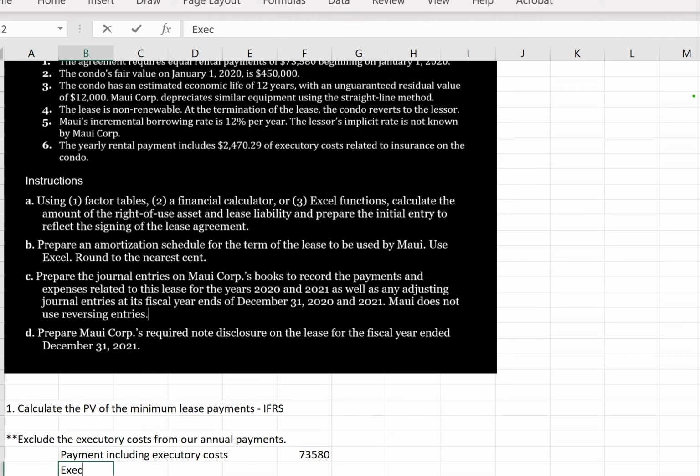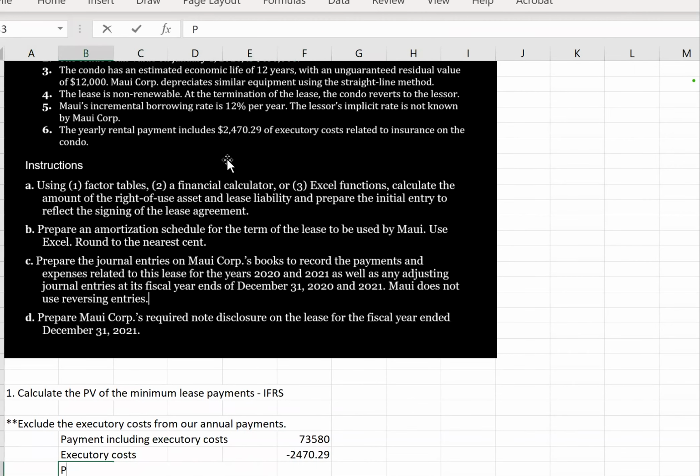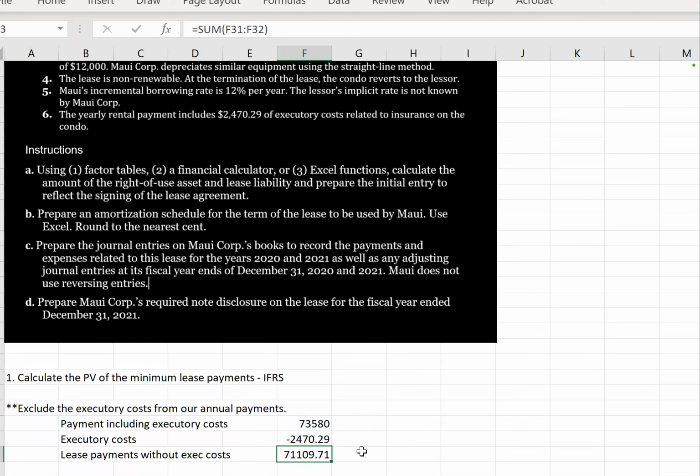Now the executory costs for insurance are $2,470.29. So the lease payment without the executory costs is going to be $71,109.71. And this is the input into our present value calculation, input as our PMT for PV. We're still going to need to record the journal entries for the executory costs, which is a separate issue. But for right now, the input into our present value needs to be the payment net of the executory costs.